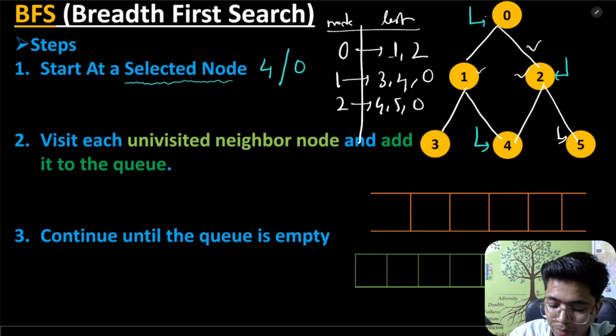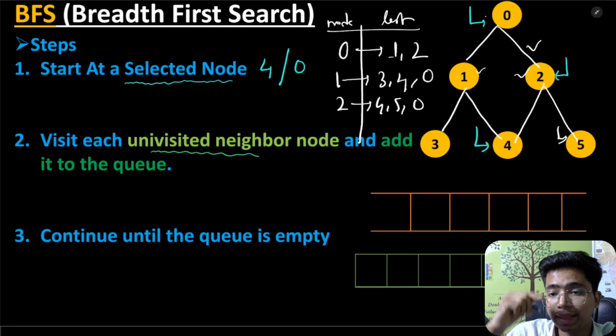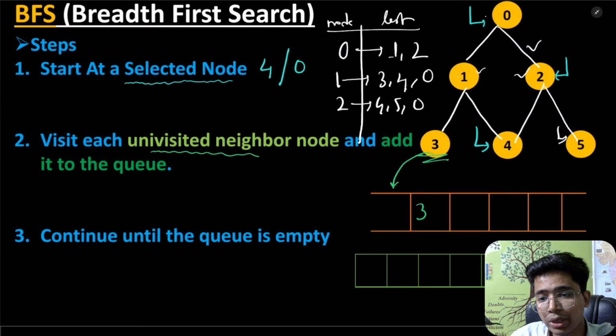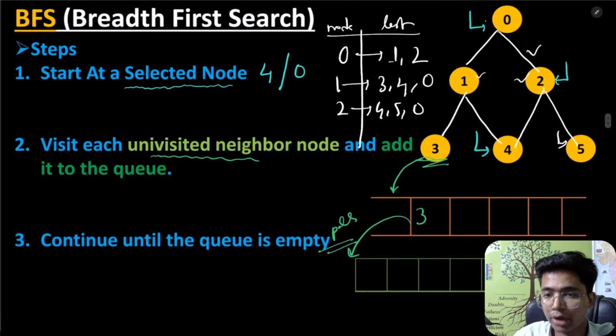From this list we will check if the neighbor is not visited. Then we'll add that to the queue. If, let's say, 3 is not visited, we'll add this element to the queue, so 3 will come here. Continue until the queue is empty. So we have to keep processing the nodes. We have to insert the node, then poll the node, again and again until the queue is empty. That is what we actually do in the algorithm.